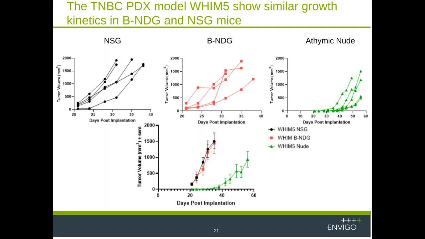So looking at the results from this study, at the top, you see spider plots. So this is where each individual line represents the tumor growth on one mouse. And the graph on the bottom then instead shows the mean tumor volume for the entire group. And as you can clearly see, in particular, in the bottom graph, this PDX model grew with the same rate in the NSG and B-NDG mice, but it grew much slower in the less immunodeficient athymic nude mouse.